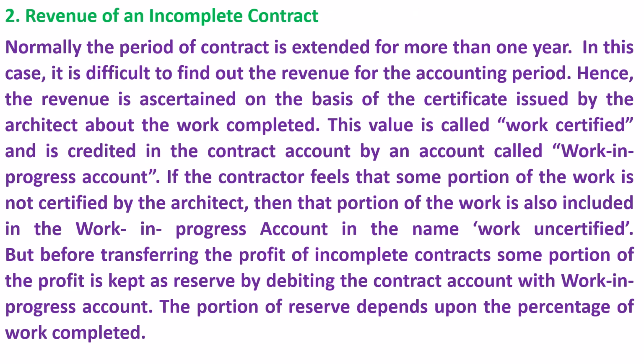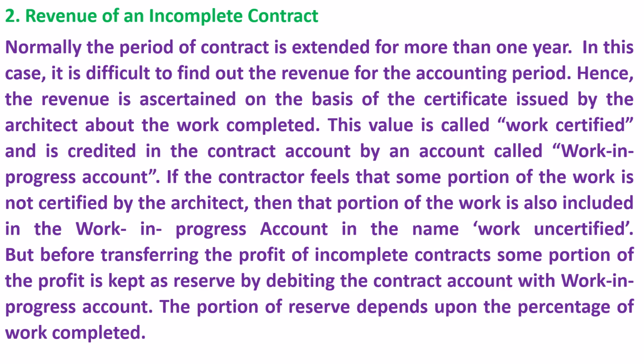2. Revenue of an incomplete contract. Normally, the period of contract is extended for more than 1 year. In this case, it is difficult to find out the revenue for the accounting period. Hence, the revenue is ascertained on the basis of the certificate issued by the architect about the work completed. This value is called work certified and is credited in the contract account by an account called work in progress account. If the contractor feels that some portion of the work is not certified by the architect, then that portion of the work is also included in the work in progress account in the name work uncertified.